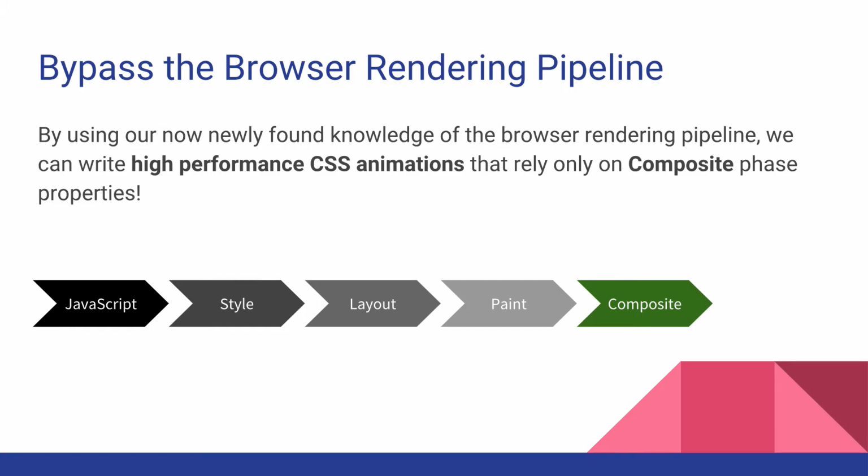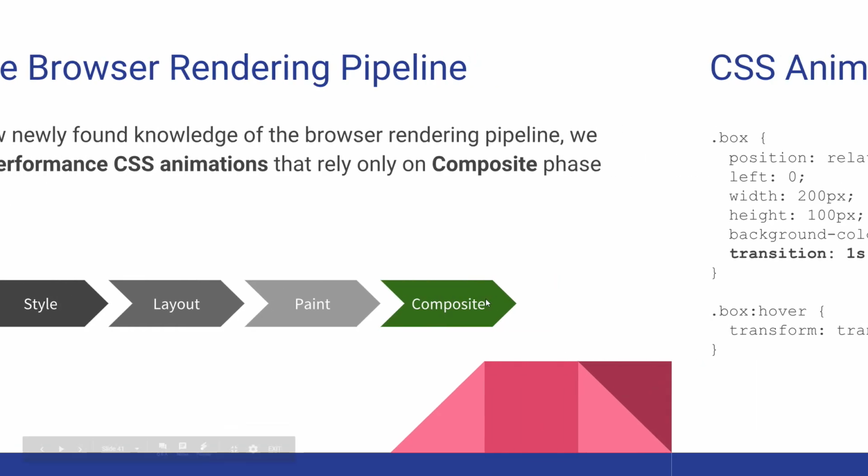So basically, if you were to make a CSS animation that only animated the composite phase properties like transform and opacity, as you can see, you skip the entire pipeline. Holy crap, that's huge. You're jumping all of it. You have an entire 16 milliseconds for a smooth animation. So how would this work? Let me show you.